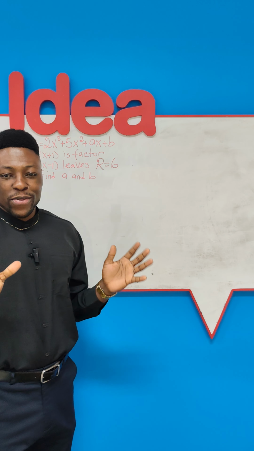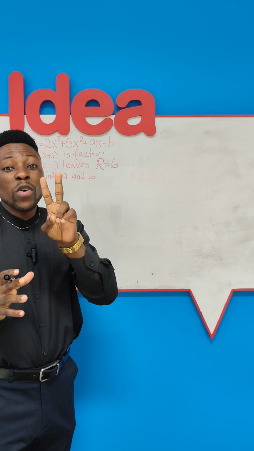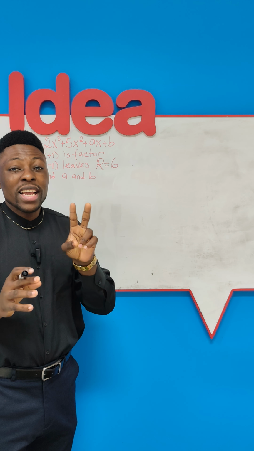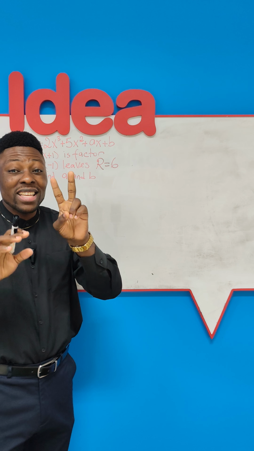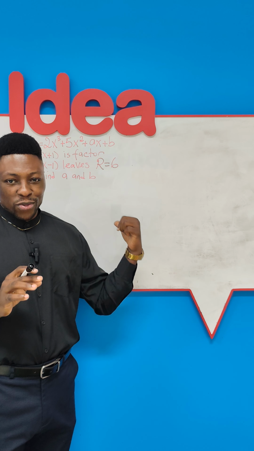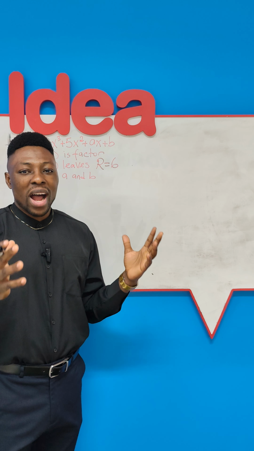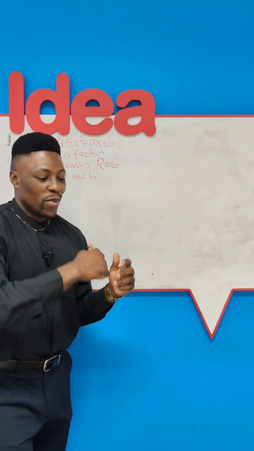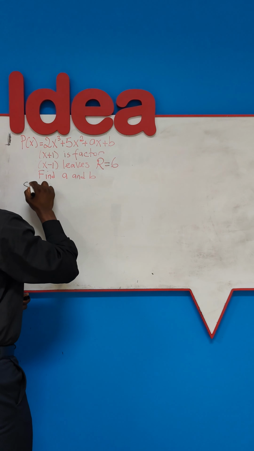Before everything else, dear friends, whenever you're given two variables to look for in an equation, this means you should have at least two equations to enable you look for those two variables. How are these equations going to come about? Follow me, dear friends. Solution.